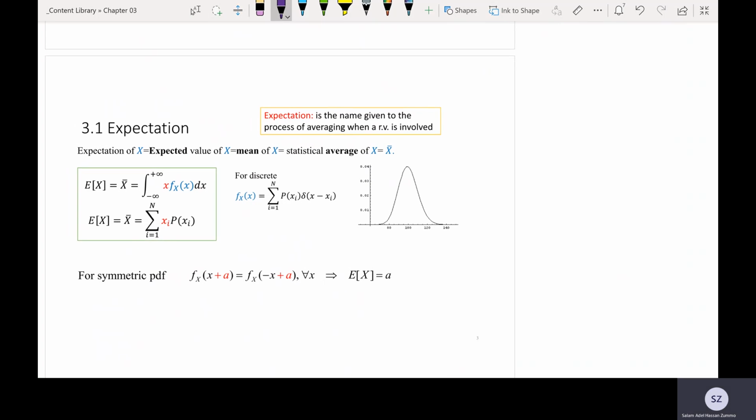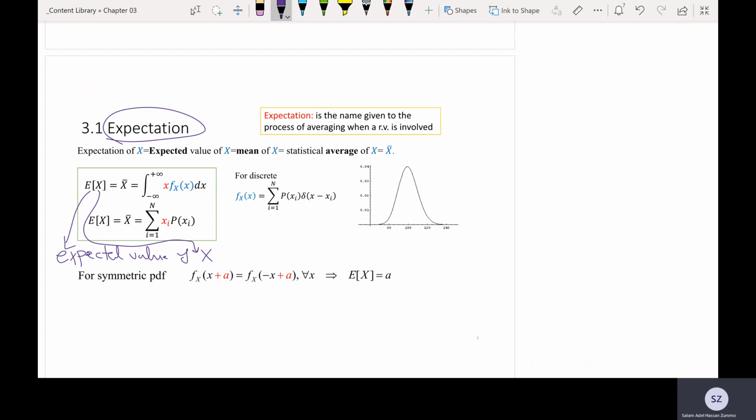Type expectation operator, it looks like this. We read this as expected value of x. So this we read as expected value of whatever is inside. What is inside? Now we'll start with x, later we'll define it as other functions of x. Okay, expected value of x is what we call the average.